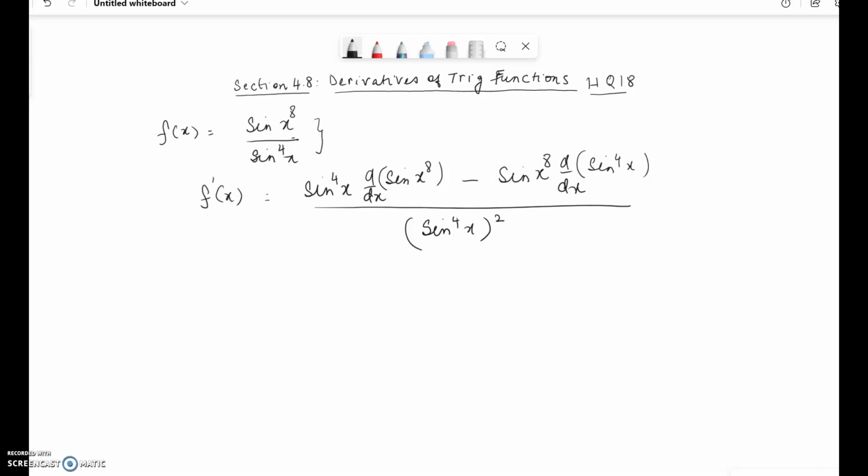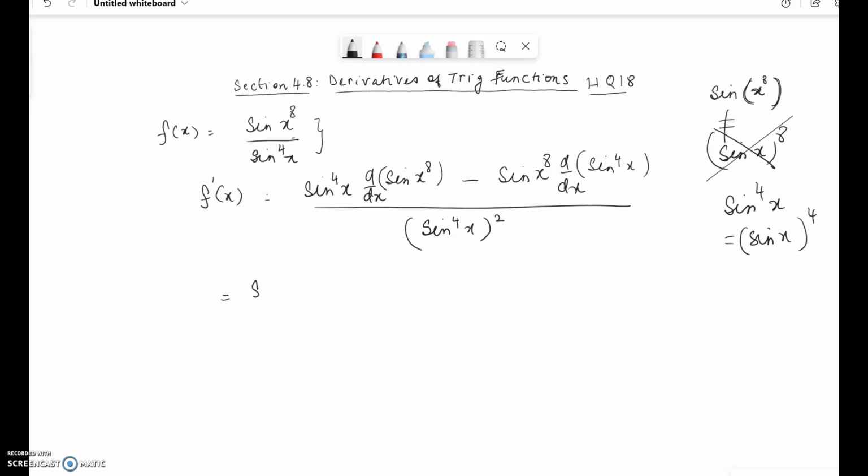One important thing to learn from this problem is the difference between sine of x to the 8th power. Remember, the 8th power is only for the x. It's not for the entire sine. This is not equal to sine of x to the 8th. It's just the x that is raised to the 8th power, not the sine. Okay? And when you have sine of x to the 4th power, now that is equal to sine of x to the 4th power. Just remember that.